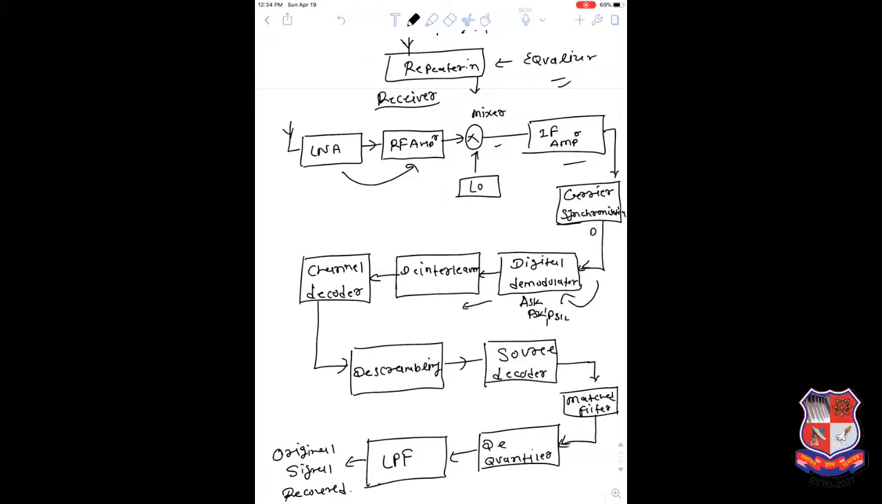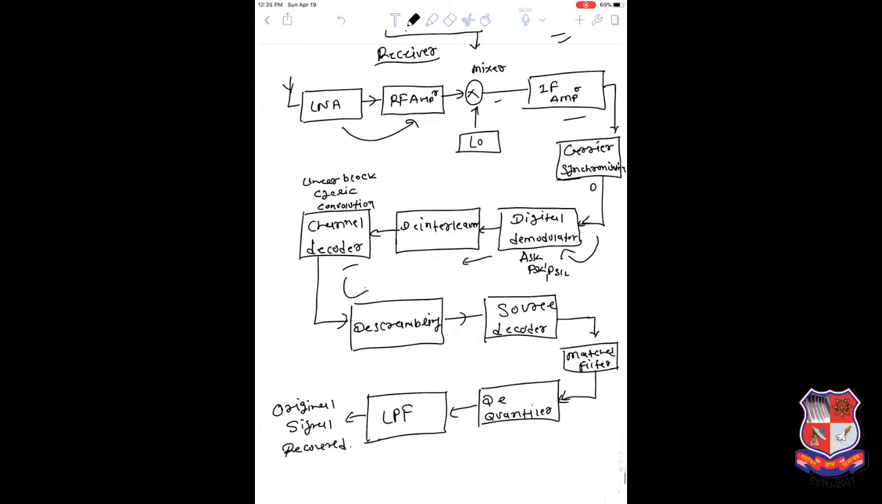Then there is a de-interleaver. It removes the bits which we earlier added in the interleaver. Then there is a channel decoder, and it depends on which scheme you use. If you use a linear block code, it's a linear block decoder. If you use a cyclic code in the transmitter, it's a cyclic decoder. Or if you use convolution, then it would be a convolution decoder. Then we have a descrambling process. Then we have a source decoder: whatever Huffman code compression we applied, we take it in reverse.